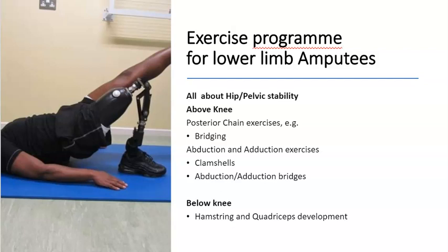We've got to do lots of stabilization around the pelvis with the hip abductors and adductors. And obviously, if they were below the knee, we've got to work the hamstrings and the quads as well, keeping them strong, keeping that stability for when they're walking.